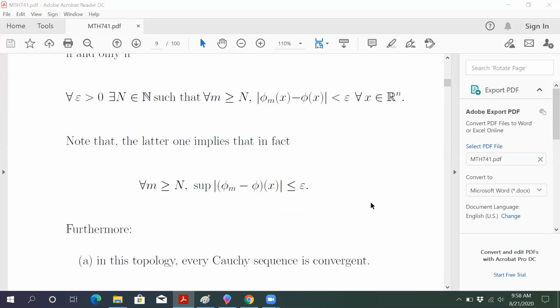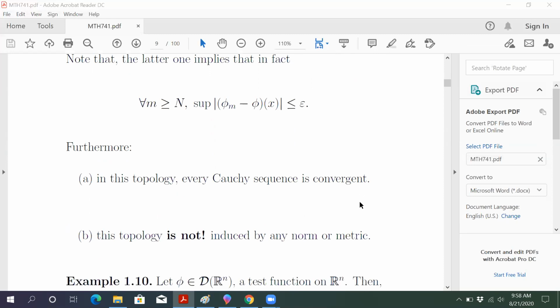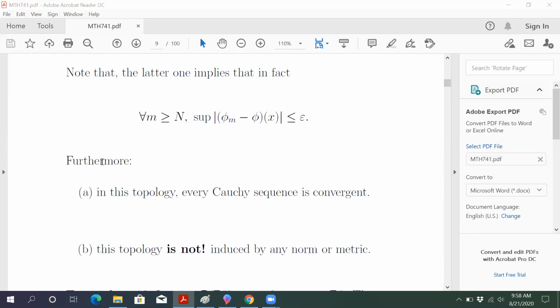Okay, now look at here. It's very important. Be very careful. Furthermore, moreover, you accept it without proof. At least you know this. In this topology, it means the topology of D(R^n), the test function space, is a topological space. We already explained that it has a topology, and we talk about convergence of the sequence. In this topology, every Cauchy sequence is convergent. Okay, it means if you have a Cauchy sequence of test functions, then it is convergent. Second, very important, this topology is not, be very careful, is not induced by any norm or metric. It means D(R^n) is a topological space, okay, but it's not metrizable. Okay, it's not metrizable.